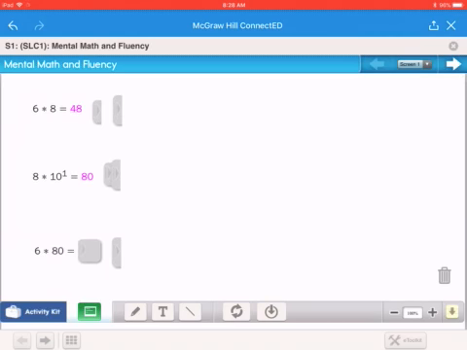The next one, kind of a combination of the two questions, you have 6 times 80. So first you think what 6 times 8 is, and that would be 48, and then you have 1 zero at the end, so you put a zero at the end of 48. So your answer is 480.